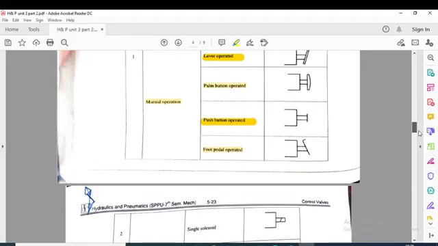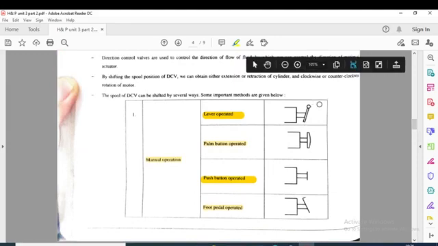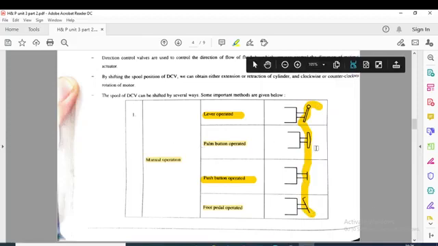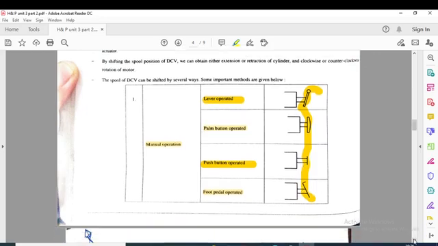If your direction control valve comes with a symbol like this, then this symbol denotes the type of operation. The first one is lever operated, the second one is palm button operated, the third one is push button operated, and the last one is foot pedal operated direction control valve.